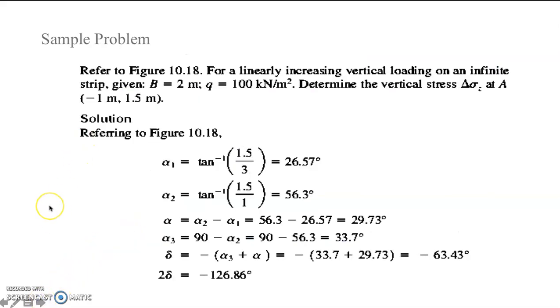So we have here a sample problem. Refer to figure 10.18 for a linearly increasing vertical loading on an infinite strip. We're given B equal to 2 meters, q is 100 kilonewton per meter squared. Determine the vertical stress at A, which is at -1 meters and 1.5 meters.